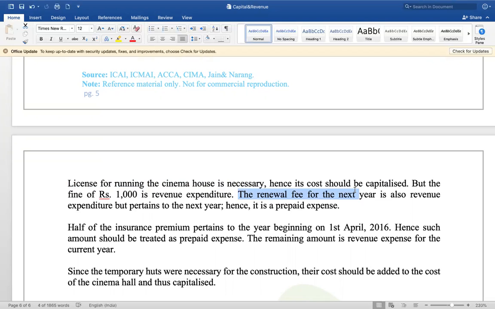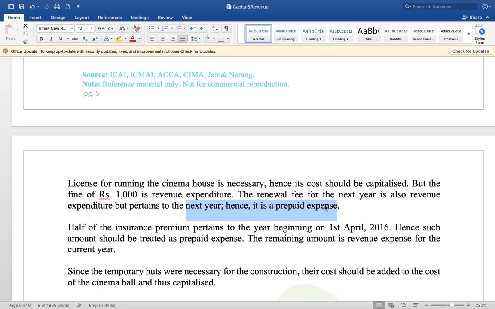Renewal fee for next year. Renewal fee is revenue expenditure. But because it is for the next year, it is a prepaid expense. When it is a prepaid expense, what is this? It is an asset, a current asset, not a capital asset. It is not a long-term asset, but a short-term current asset.